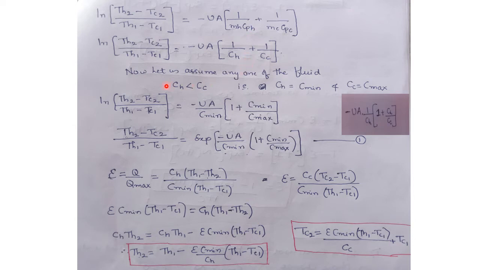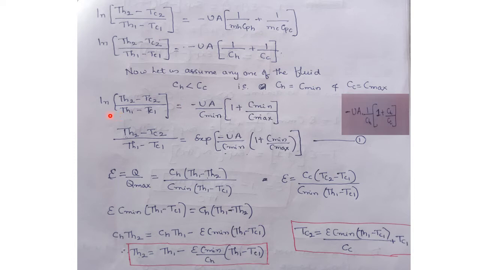Now let us assume any one of the fluids as the minimum fluid and the other fluid as the maximum fluid. Here I have assumed the value of Ch is less than the value of Cc. That means we have assumed the capacity rate of hot fluid as the minimum fluid and the capacity rate of cold fluid as the maximum fluid. That means when Ch is less than Cc, we will consider Ch as C minimum and Cc as C maximum.